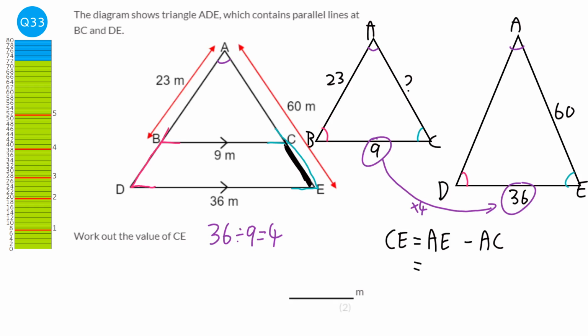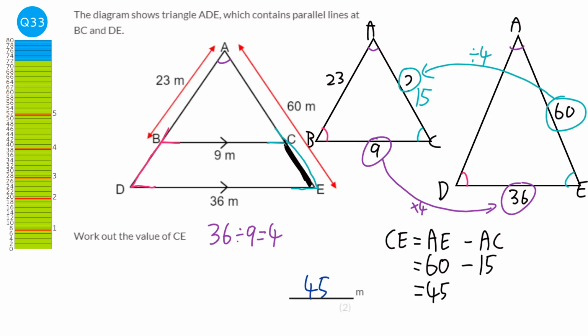But here we need to find out what this one is. So the corresponding one is this one. We're going from the big to the small. And so to work out from the big to the small, we've got to divide it by the scale factor. So divide it by 4. So 60 divided by 4 is 15. So we know what this one is. So AC is 15. And so we're going to do AE, which is 60, take away the 15. And that will tell us what CE is, which is 45. So our answer is 45.